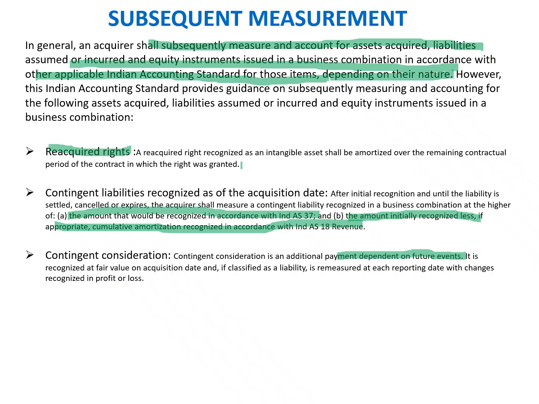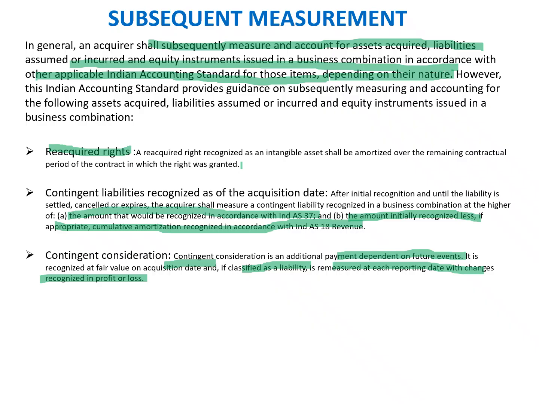It is recognized at fair value on the acquisition date, classified as a liability, and remeasured at each reporting date with changes recognized in the profit and loss. If it has been settled, then it is a one-time settlement. But if it is not settled and has been agreed to be paid as a liability rather than equity, it would require remeasurement. But if it has been agreed that it would be settled through the issue of equity, then there is no remeasurement.